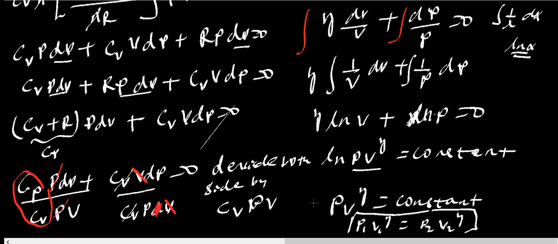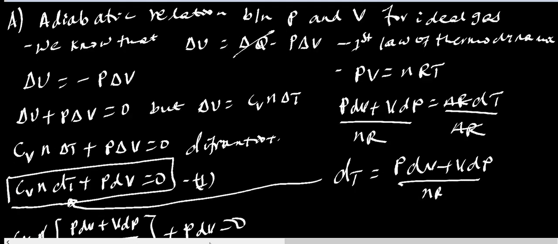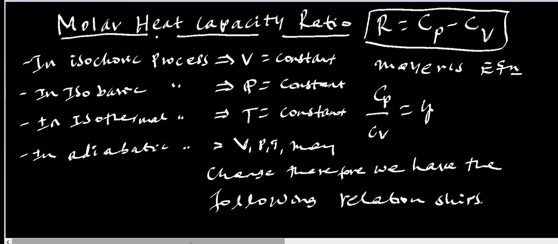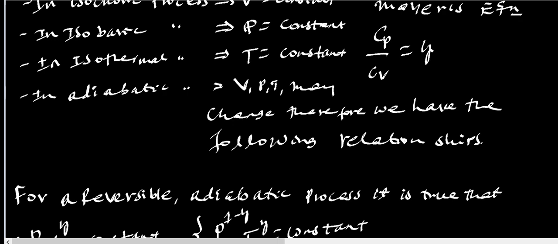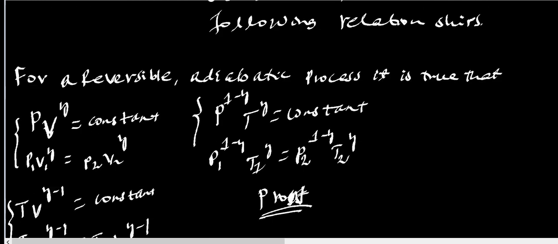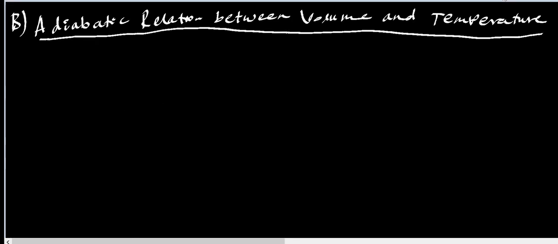That is the derivation of the first equation. Now let's see the adiabatic relation between volume and temperature: T V to the power of gamma minus 1 is constant. How? Let's derive it.